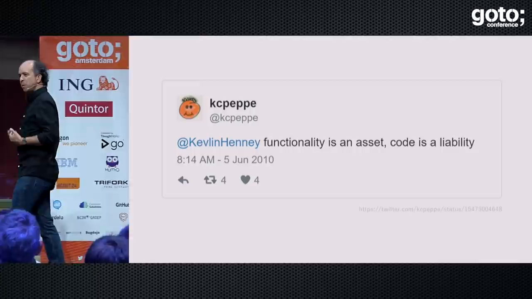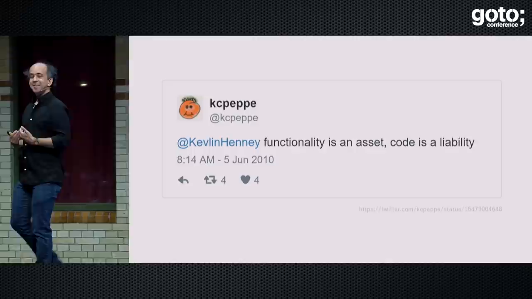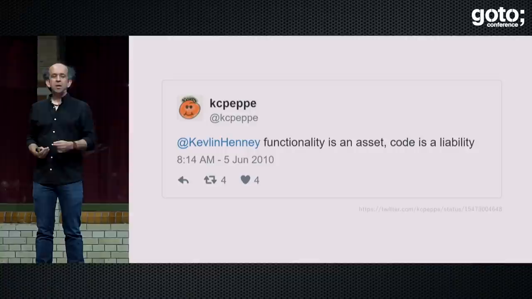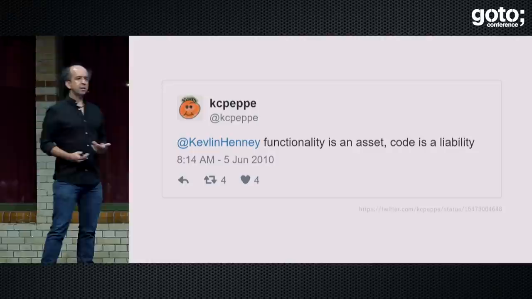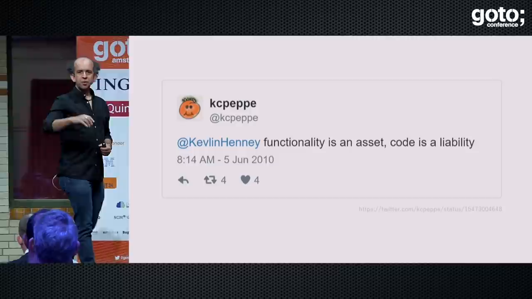The code is the thing that prevents you from changing the code. Now, why is this a useful construct? Well, it turns out that what companies do when they recognize they have liabilities, if you have a financial liability, you watch it like a hawk. You make sure you minimize your liability. It's not about elimination of liabilities.